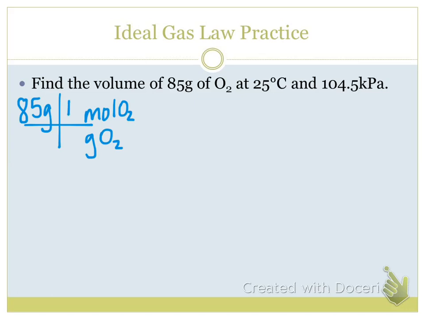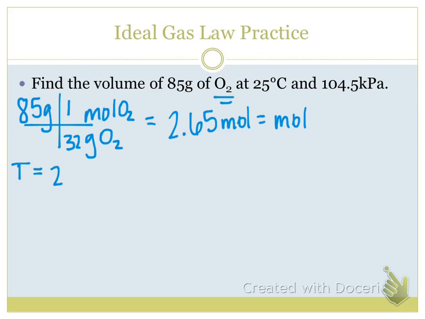Moles always gets the 1, and then the molar mass of O2, not just O, right? 16 times 2, so 32, right? That's really important. We're so used to oxygen just being 16. When it's oxygen gas, it's got to be 32. So 85 divided by 32. That means that's our number of moles, right? So that's N. Okay, we have our temperature, 25 plus 273.